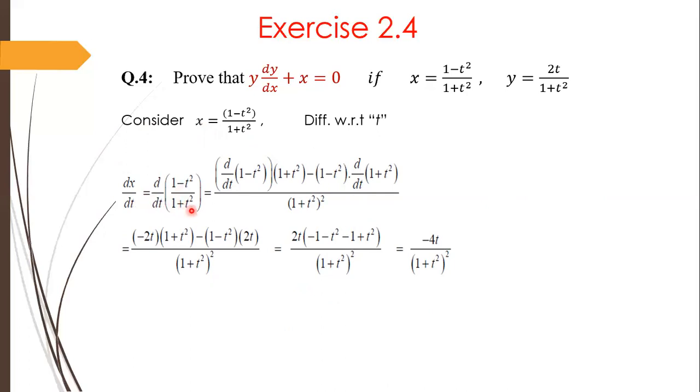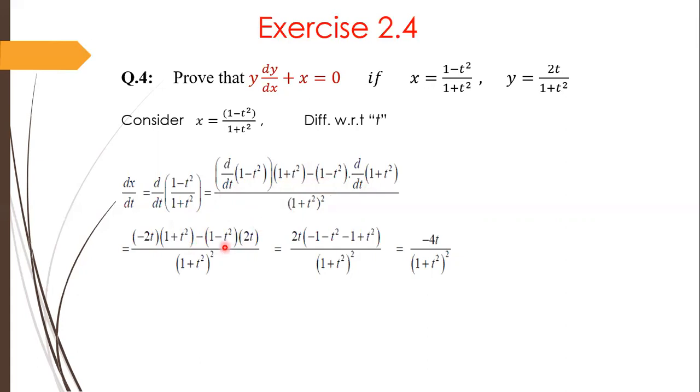Here we will use the quotient rule. 1 plus t square as it is, times the derivative of the numerator. Derivative of the numerator is 1 minus t square. Now, minus 1 minus t square as it is, times the derivative of the denominator, and the denominator is 1 plus t square. Derivative of 1 is 0 minus t square, whose derivative with respect to t is 2t by the power rule, and 1 plus t square as it is.